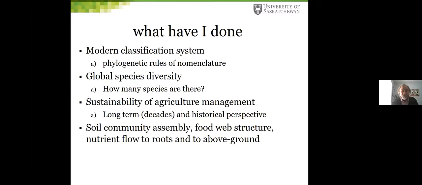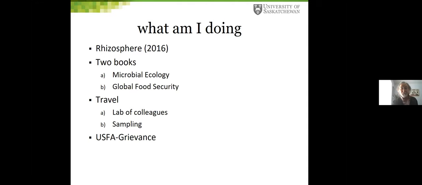And then we've been doing some work on long-term agriculture sustainability. So looking at commercial farms and operations regionally that have been going on for decades. And for the books, more and more putting a historical perspective on these, looking at trends and patterns in weather and climate and food production and food distribution as affected by changes in climate and so on. Soil community assembly, food web structure. I think this is where most of the lab work has been in trying to develop techniques and microcosms to understand how nutrients, where nutrients go and what happens to them.